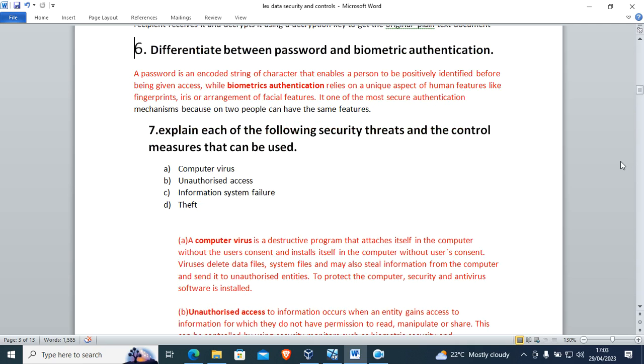Explain each of the following security threats and control measures that can be used. So we have computer virus. You are supposed to explain the security threat, then the control measure. We have unauthorized access, information system failure, and theft.